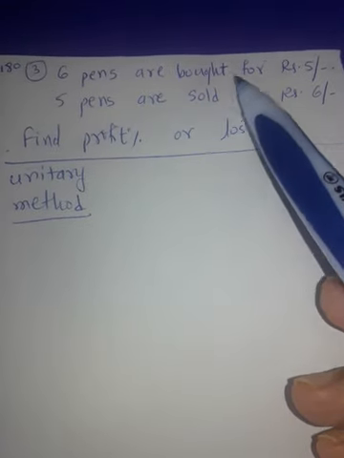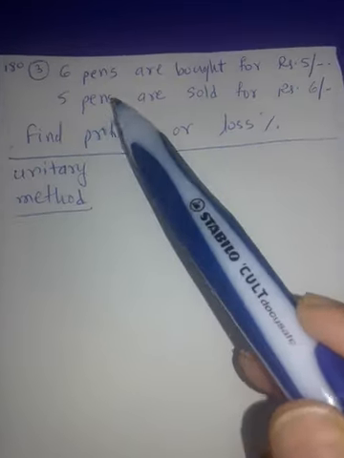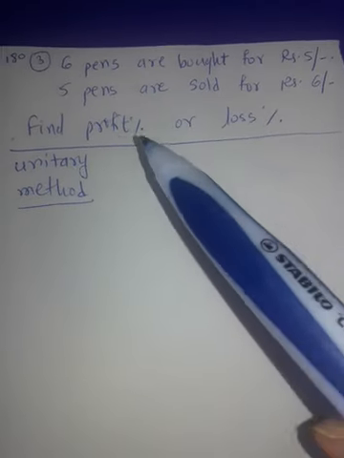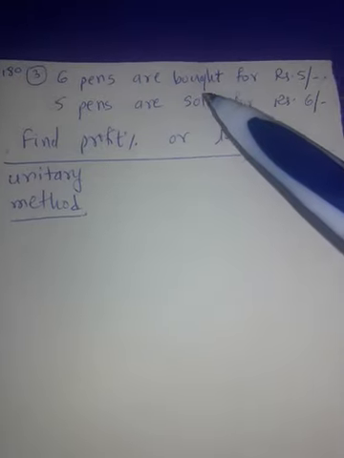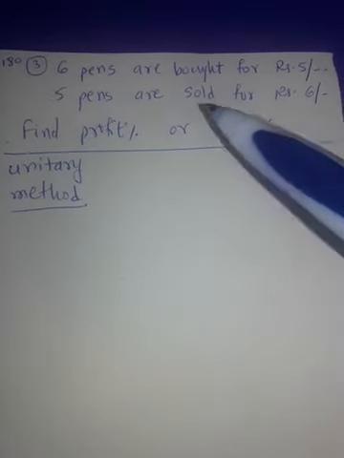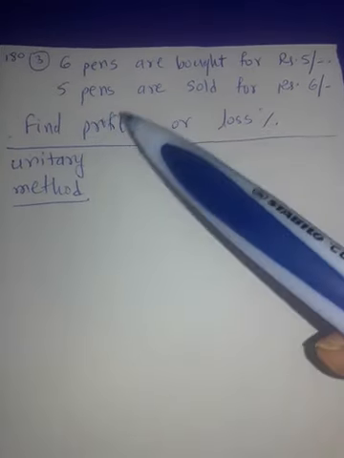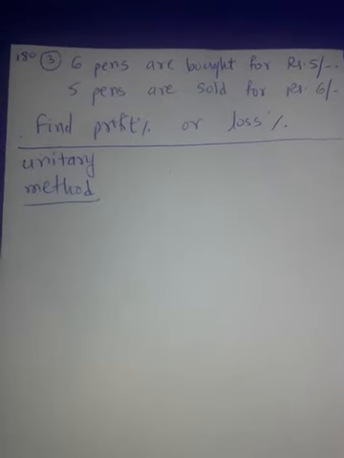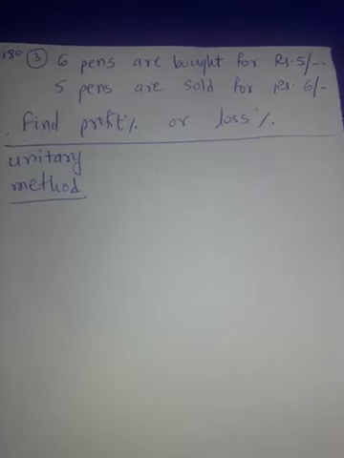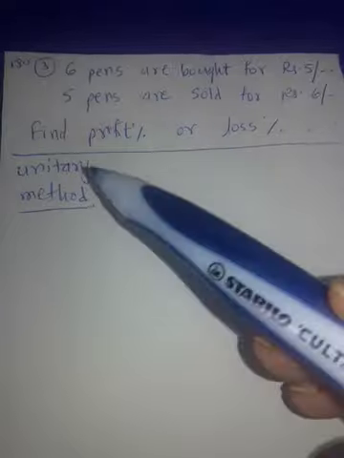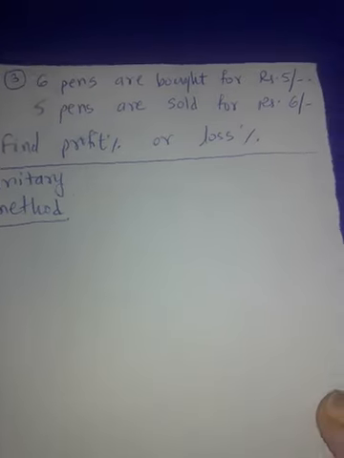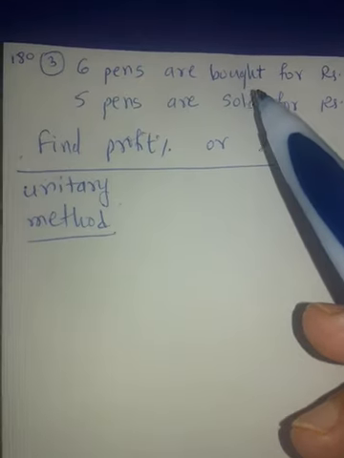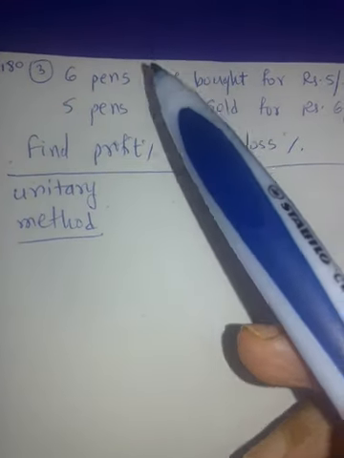6 pens are bought for rupees 5. 5 pens are sold for rupees 6. Find the profit or loss percent. Here we are given the cost price of 6 pens and the selling price of 5 pens, so we cannot compare. We should have equal quantities to compare CP and SP. So first we will see the unitary method. Unitary method means finding the cost price and selling price of one pen, quantity 1.